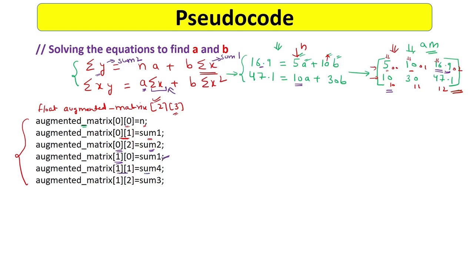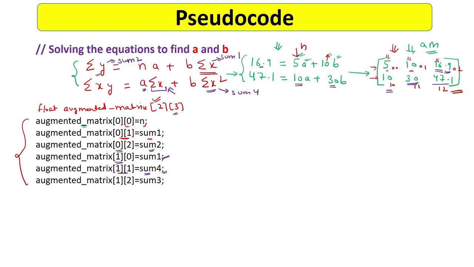At the 1, 1 position, I have set sum 4. So at 1, 1, we have 30. So what is this 30? This 30 is the summation of x square, and this was actually saved in sum of 4. So I have written this sum of 4.